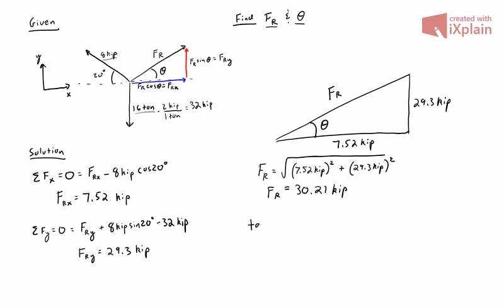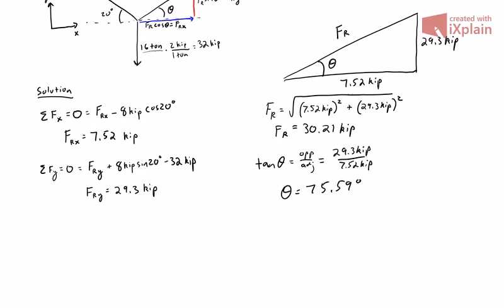We know that the tangent of an angle is equal to the opposite side over the adjacent side. So tangent of theta is going to be equal to 29.3 kips over 7.52 kips. We do the inverse tangent on our calculator, and we get theta is equal to 75.59 degrees.